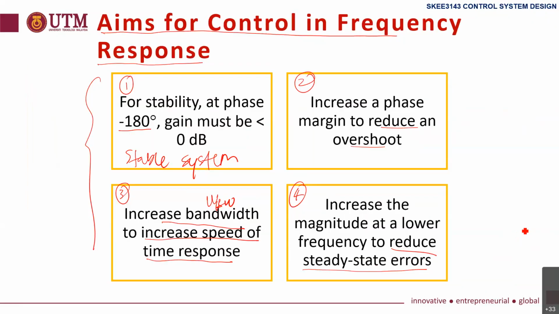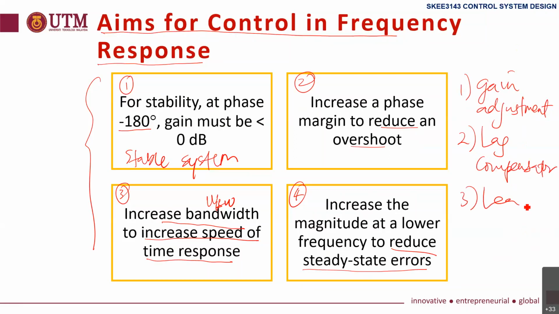I will stop here. In the next class, we will start using Bode plot for design. I will take a few examples, a few past questions as an example, to show how we can design a controller. We will discuss 3 controllers. First, gain adjustment control. Number 2 is lag compensator. And number 3 is lead compensator. All these will be related to these 4 things.